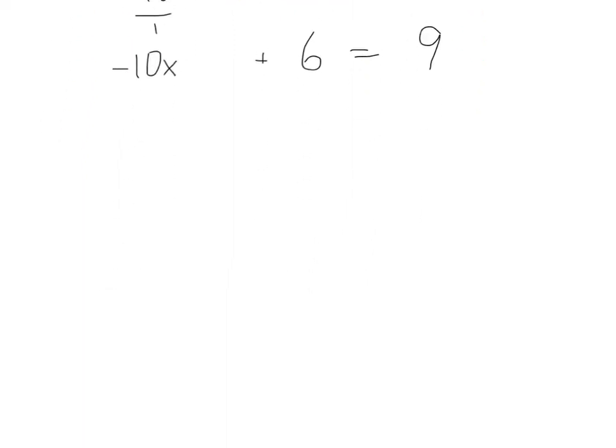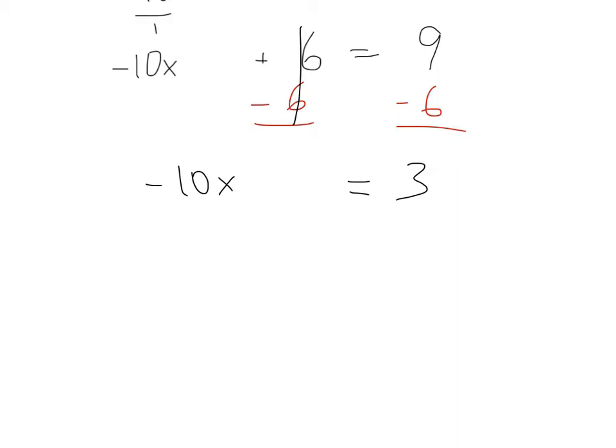Well, x is not by himself because he's being multiplied by negative 10. There's also an add 6. So let's get rid of the add 6 first by subtracting 6 from both sides, leaving us with negative 10x. Those cancel, equals 3. Now what's our last step?